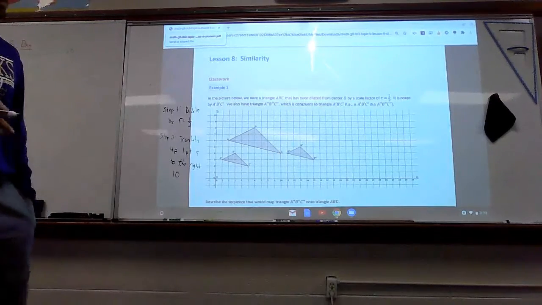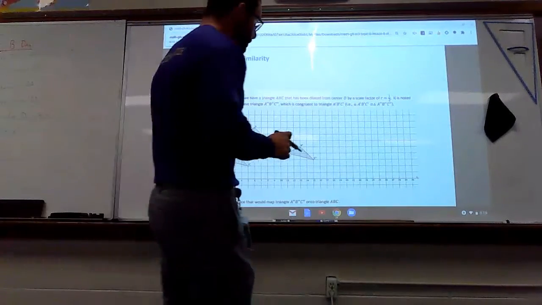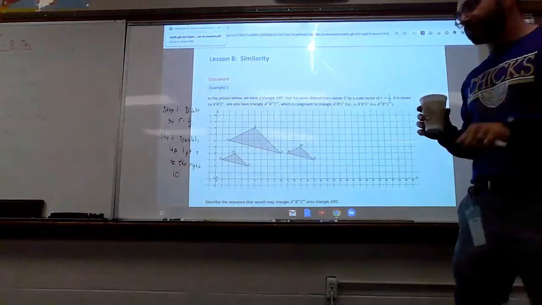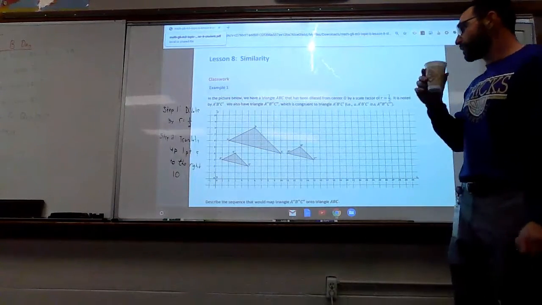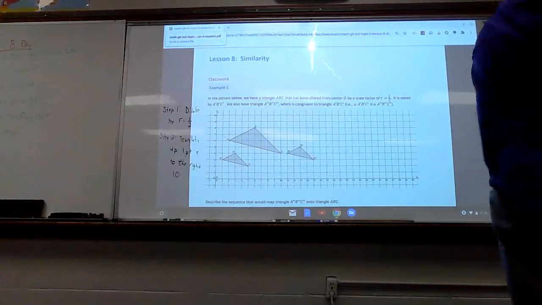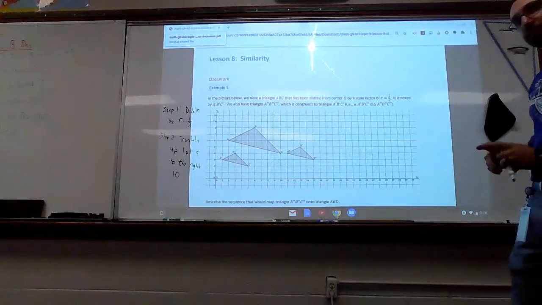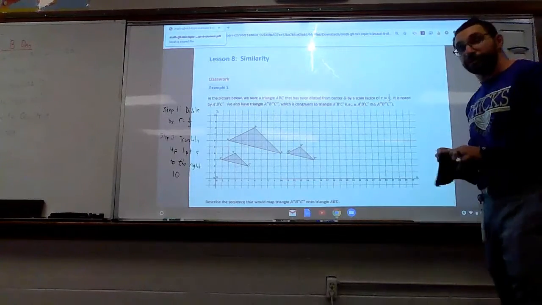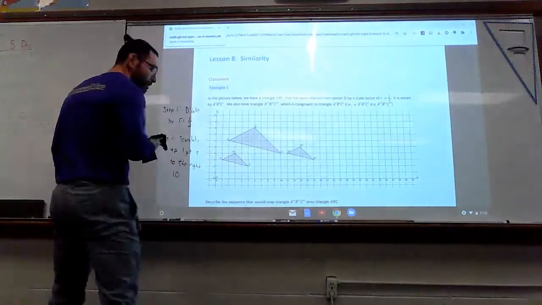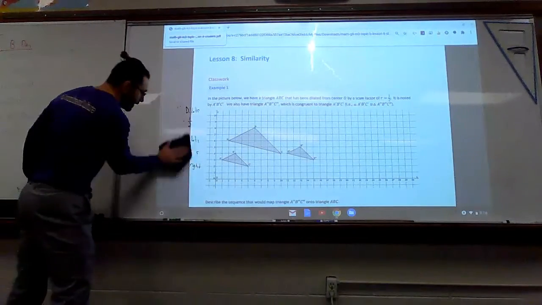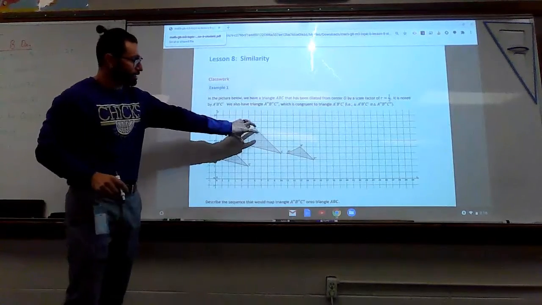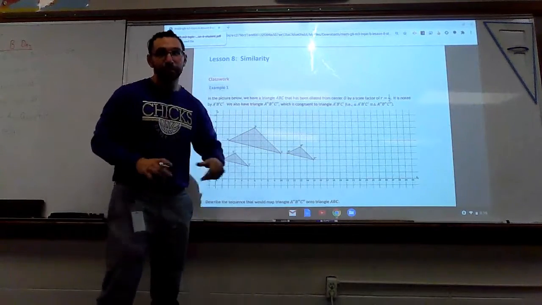So we cannot forget our rigid transformations. Remember, translate is slide. Reflect is that flip, and our rotation is our turn. So that's pretty easy. What does this have to do with similarity? Well, remember, similar figures, this is from lesson 1, similar figures have the same shape but different size. Okay? So this was not a rigid transformation because it changed size and then moved.